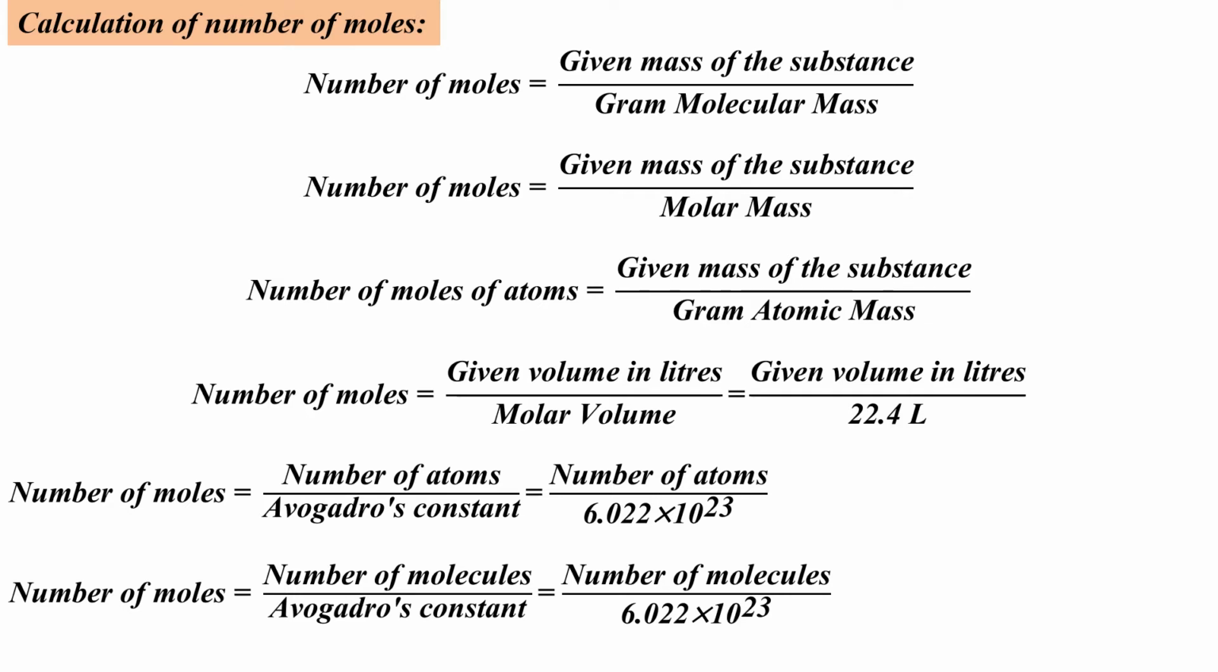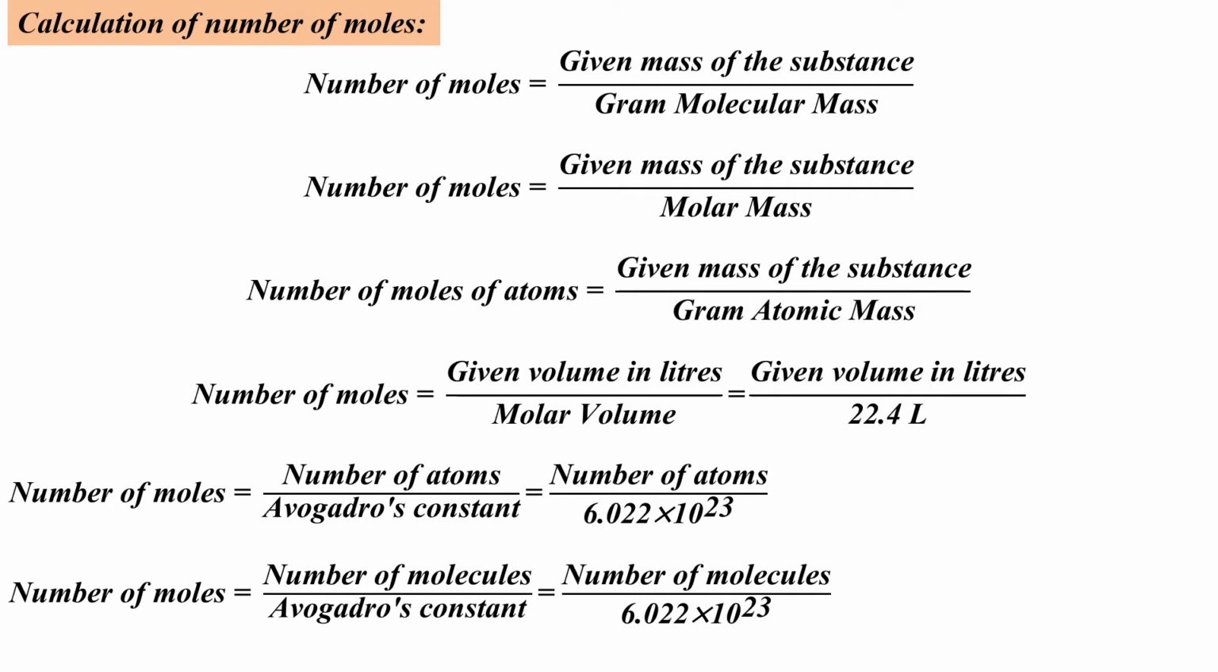Now if your substance is a gas and its volume is expressed in liters, you may consider using this formula. Number of moles equals given volume in liters divided by molar volume. Here, the molar volume of any gas at standard temperature and pressure is 22.4 liters. So, you may use the formula number of moles equals given volume in liters divided by 22.4 liters if your substance is a gas and its volume is expressed in liters.